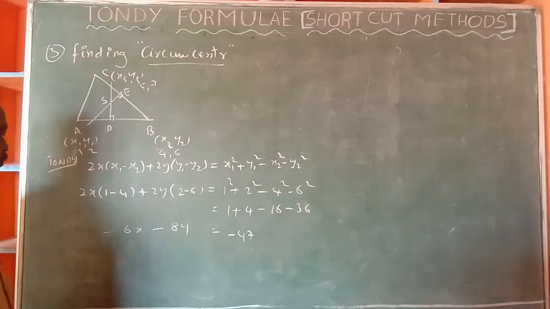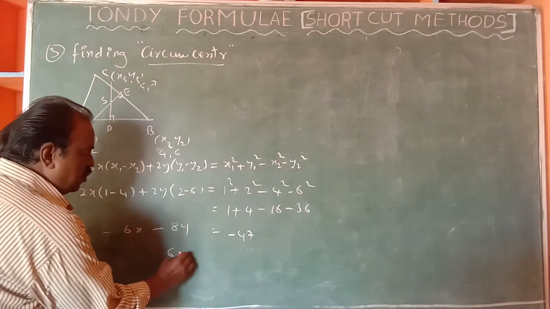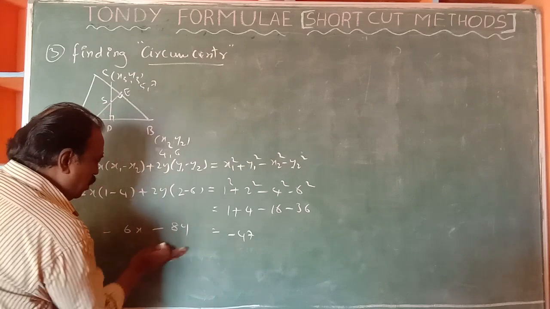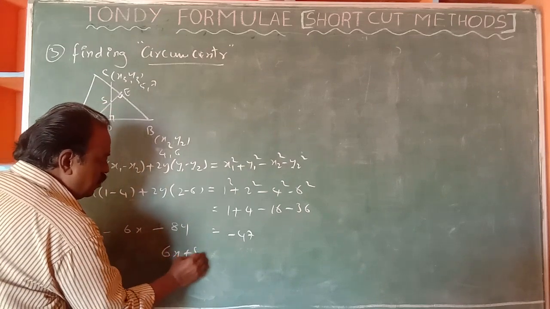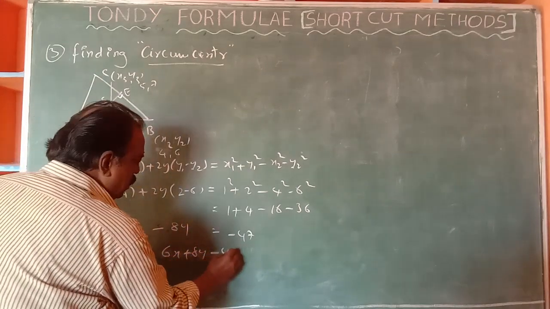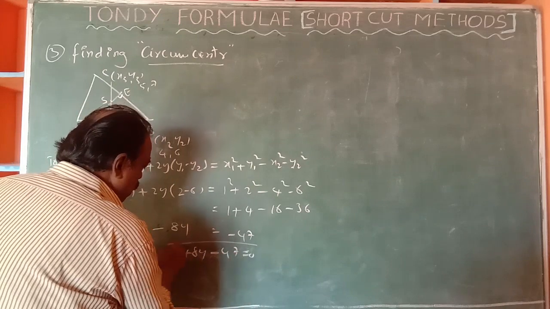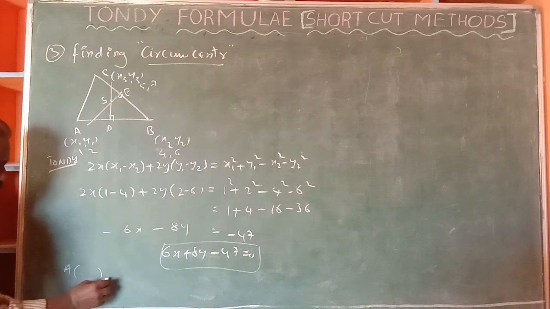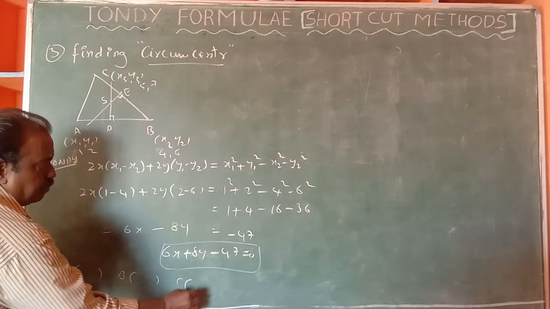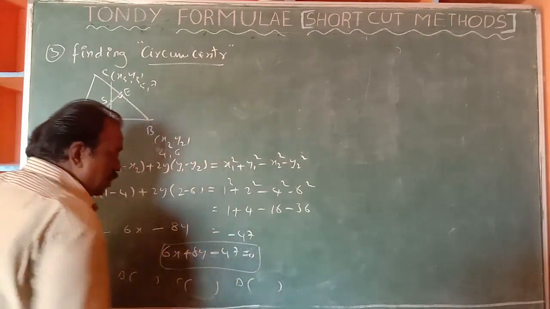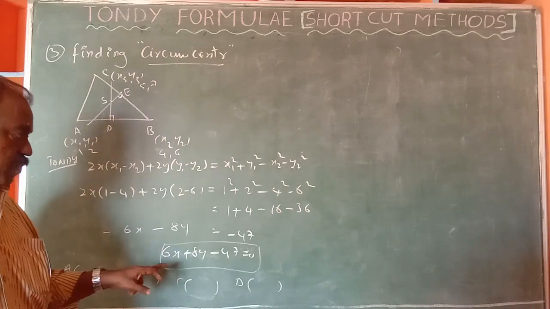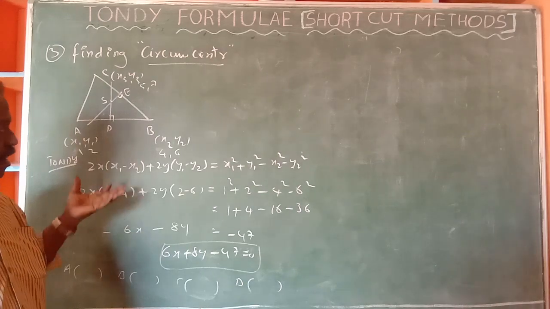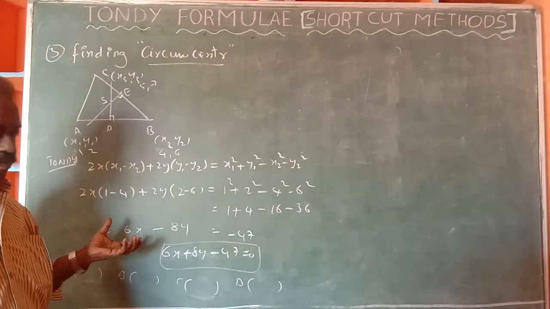Suppose it is 6x plus 4y, or otherwise you simply leave it: 6x plus 8y minus 47 is equal to 0, like this. Assume some options are there. Which option satisfies this equation is the circumcenter. Like that we have to solve it.